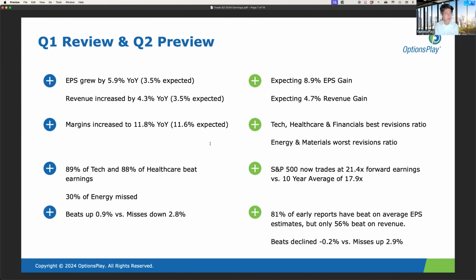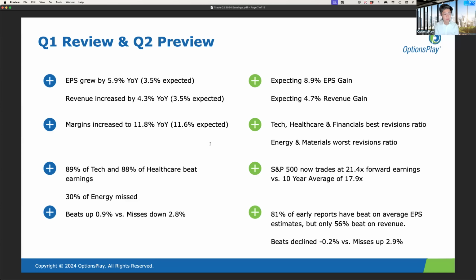Now, one of the things that I think is more so a feature of how high the bar has been set. But so far, 81% of the roughly 6% of the S&P 500 that's reported have beat on EPS, have beat on earnings, but only 56% have beat on revenue.